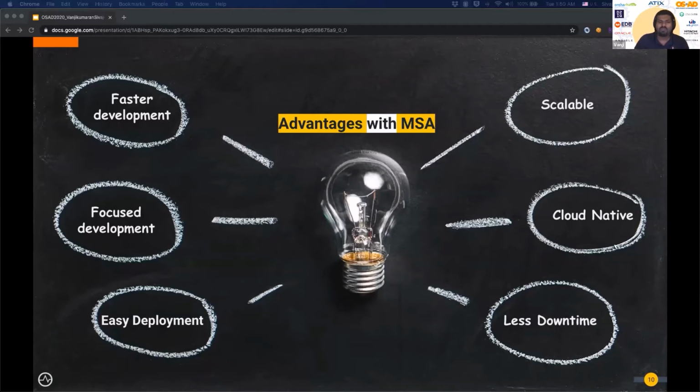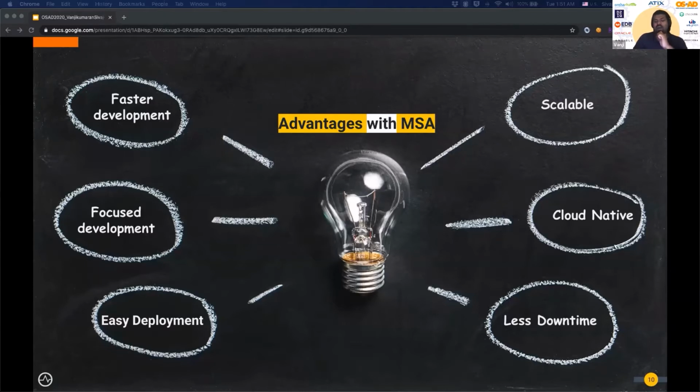So a few advantages of a microservices architecture: we can do very fast and focused development, and it is easy to do deployment through the continuous integration and continuous delivery process, due to the less dependent nature of the microservices architecture. At the same time, as we already discussed, we can scale based on demand, and it's much more flexible for us. We don't need to scale the complete application, but only the particular module that we are interested in.